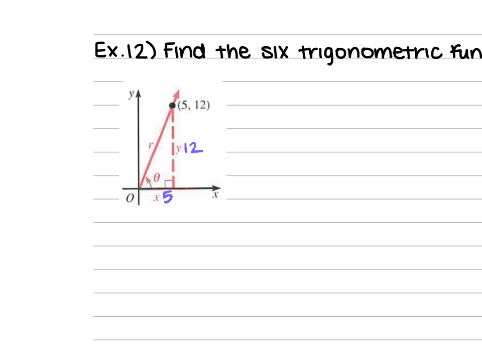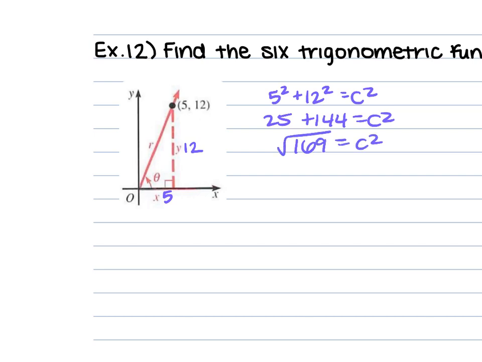In order to find r, use your Pythagorean theorem. So 5 squared plus 12 squared is equal to c squared. 5 squared is 25. 12 squared is 144. If we add these, we get 169 is equal to c squared. So take the square root of both sides. So c is 13.